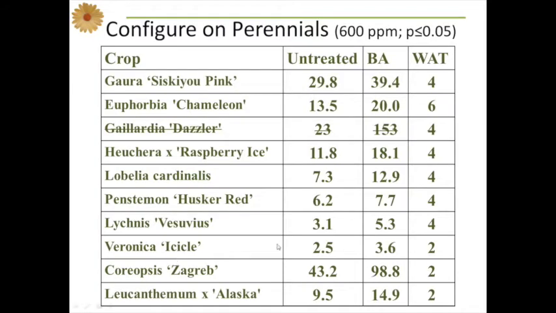Just a summary sheet here, that is a slide that is in your handout to give you some of the results we've seen. All of these were with a single application at 600 parts per million, and based on our newer research, we think that you can go back with these that only show response in 2 weeks, give them a second application, and you may see a more persistent improvement in the number of branches.